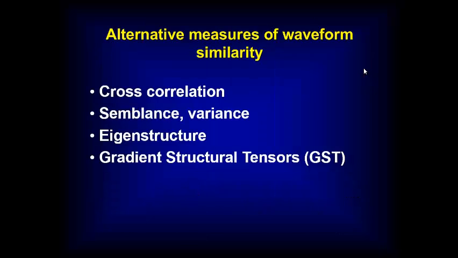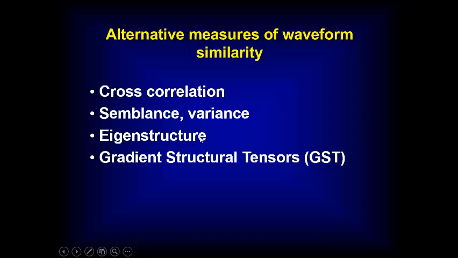Now, what are the different algorithms available that can be used for this? Well, we have the cross-correlation algorithm, which was the very first algorithm introduced back in 1992, I believe, and published in the Leading Edge in the October 1995 issue. Then, of course, there were improvements over this algorithm. We had the semblance algorithm, a variation of which is the variance attribute. And then we have the eigenstructure algorithm, and there is also the gradient structure tensor attribute.